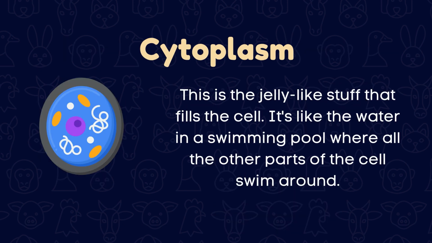And lastly, we have cytoplasm. Cytoplasm is the jelly-like stuff that fills the cell. It's like the water in a swimming pool where all the other parts of the cell swim around. The cell isn't empty. All the organelles float in the cytoplasm. Without the organelles, the cytoplasm might look like this.